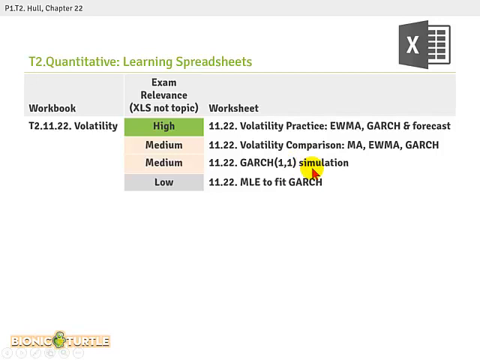1122 is GARCH 1 simulation. And then finally, an example of fitting the GARCH parameters with the maximum likelihood estimate method. That would be low relevance for the exam.